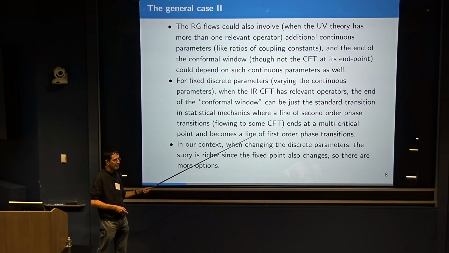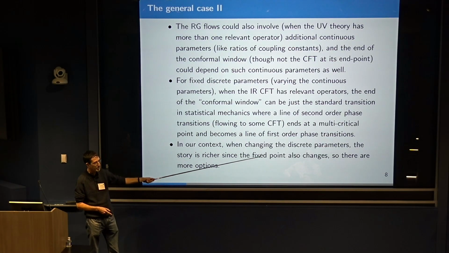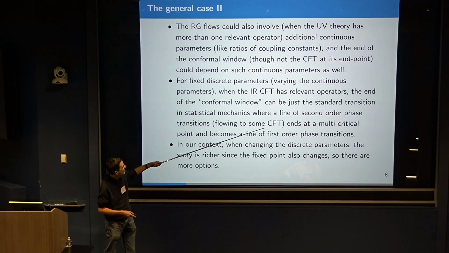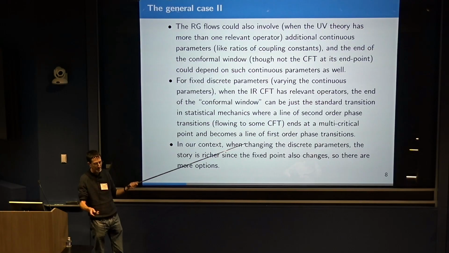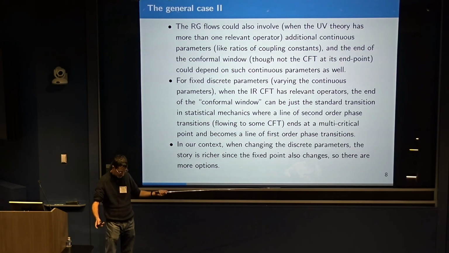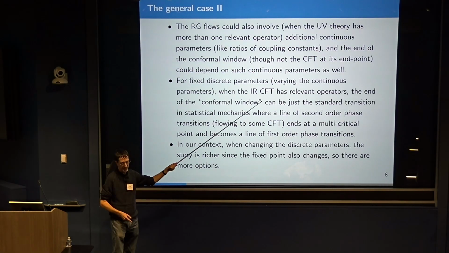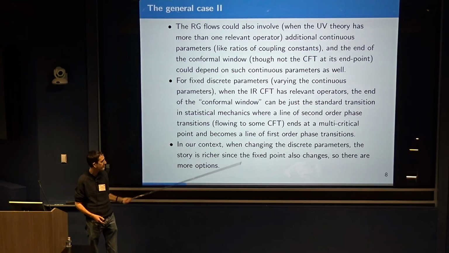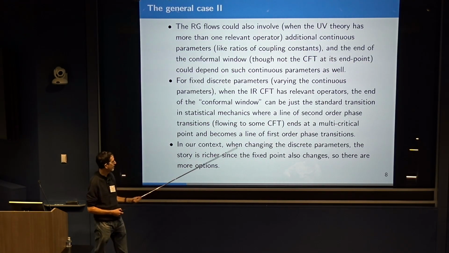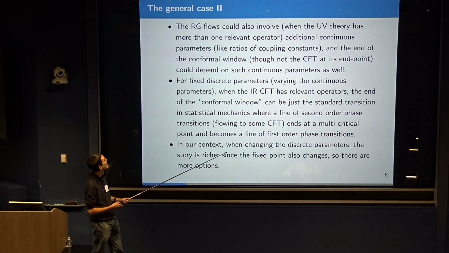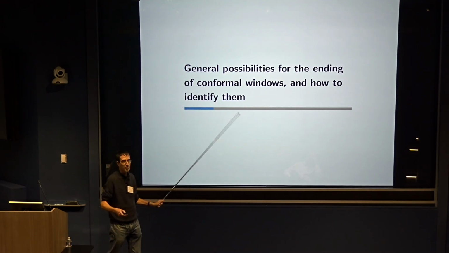But in the context of conformal windows, we do want to have also these discrete parameters, which means in some sense that the CFT along this line of second-order phase transitions also varies. So that will give us a richer array of possibilities compared to just this usual case, which appears in the study of standard phase transitions. So that's the setup that I'll be discussing here. Are there any questions about the general setup?